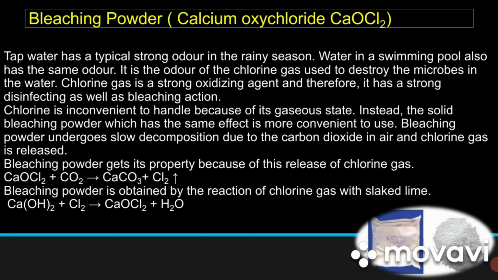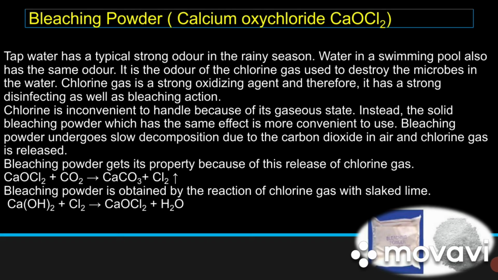Bleaching powder, calcium oxychloride, molecular formula CaOCl2. Tap water has a typical strong odor in the rainy season. Water in a swimming pool also has the same odor. It is the odor of the chlorine gas used to destroy the microbes in the water. Chlorine gas is a strong oxidizing agent and therefore it has a strong disinfecting as well as bleaching action. Chlorine is inconvenient to handle because of its gaseous state.